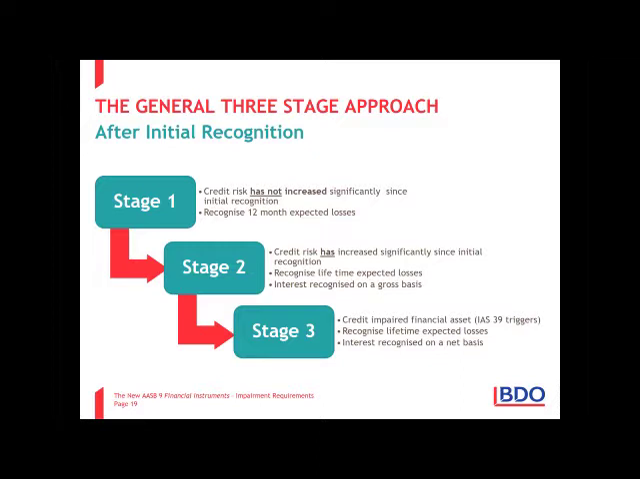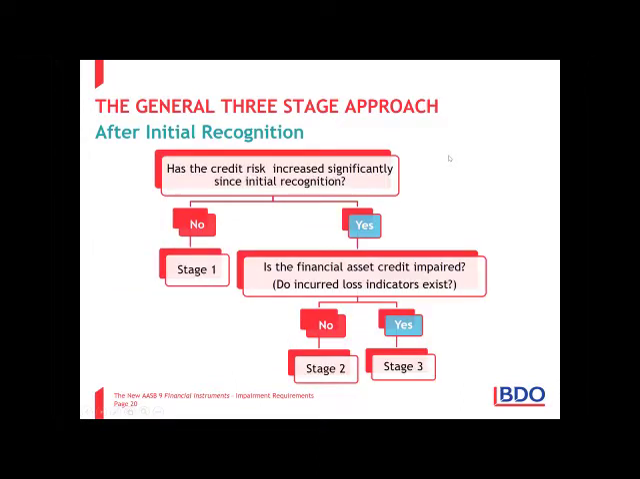You'll recognize lifetime expected losses, but the big change in stage 3 is interest would now be recognized only on a net basis. The reason for that, if we know this asset is credit impaired, we do not want to continue to recognize an excessive amount of revenue based on a gross basis when there's this potential issue.